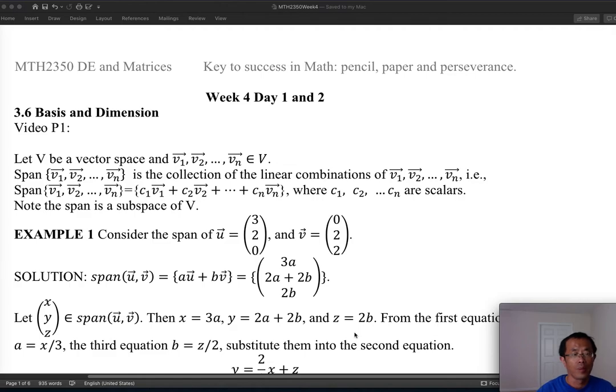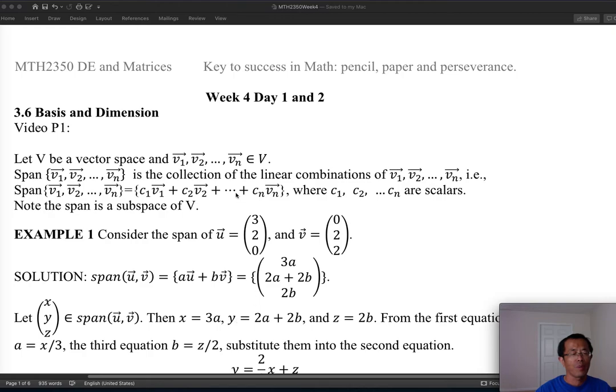Everyone, welcome to the class of differential equations and matrices. And this time we are moving to section 3.6, basis and dimension. We have a few other things to clarify before we can reach basis and dimension.